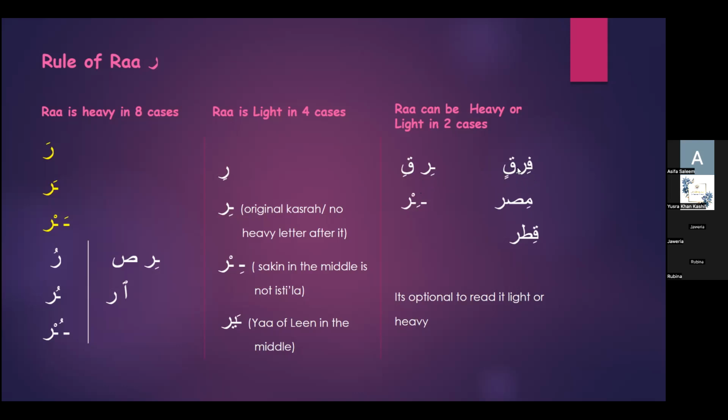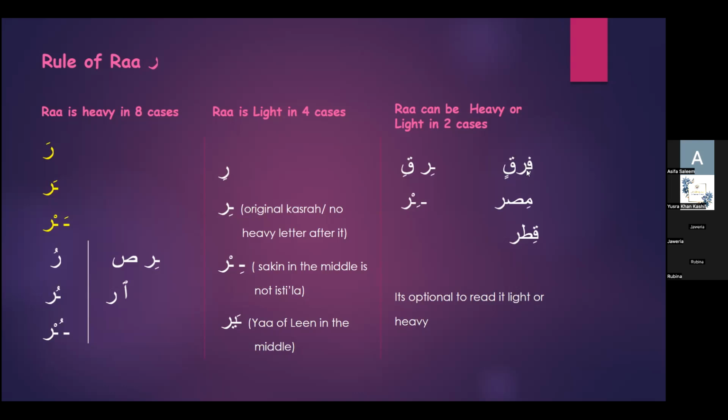You have 2 options, either to make the ra sakin heavy or light. If you stop in the middle of the ayah on this word, then this qaf will not be taking a haraka because you will be stopping, and due to stopping you will turn this qaf into sakina. Therefore, ra sakina having a kasra before it followed by a heavy letter, this ra will be read heavy now.